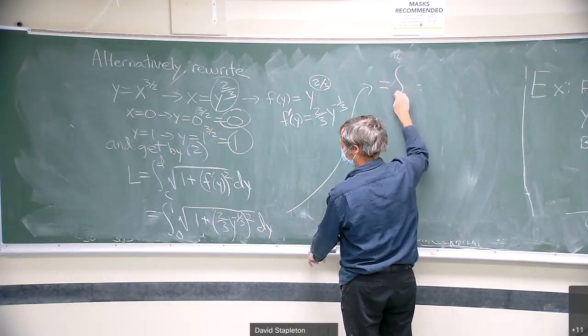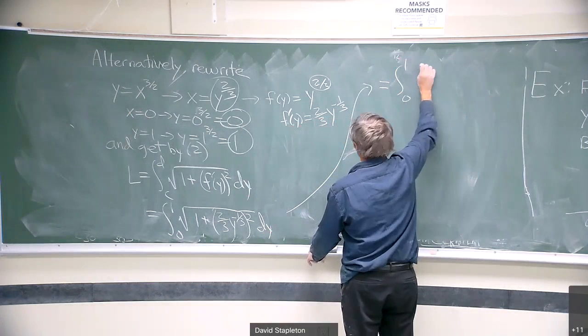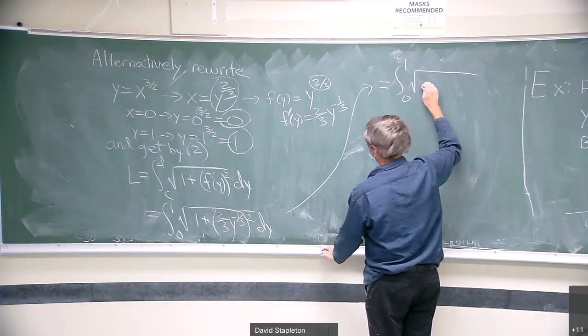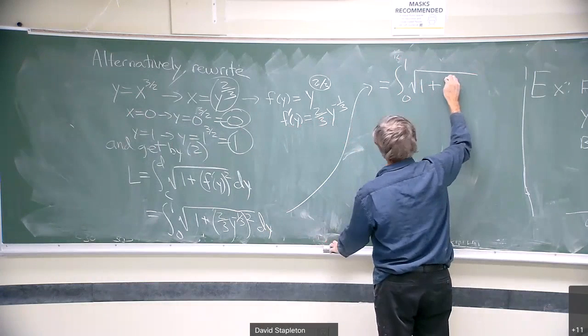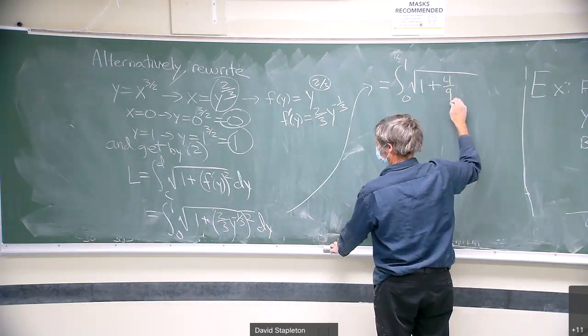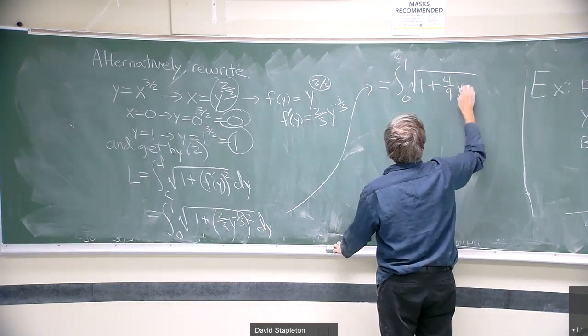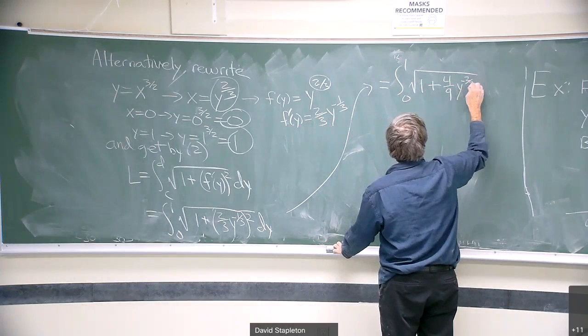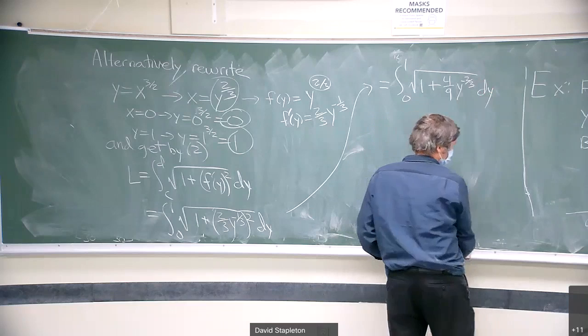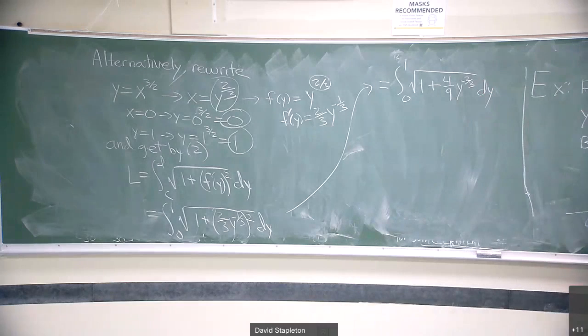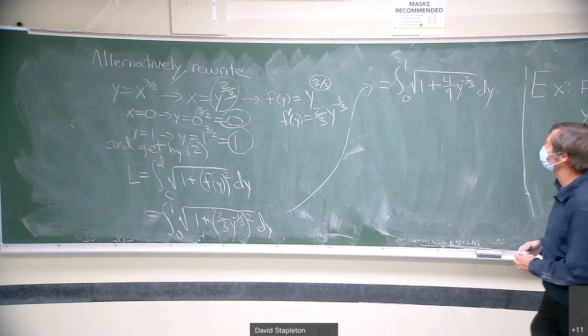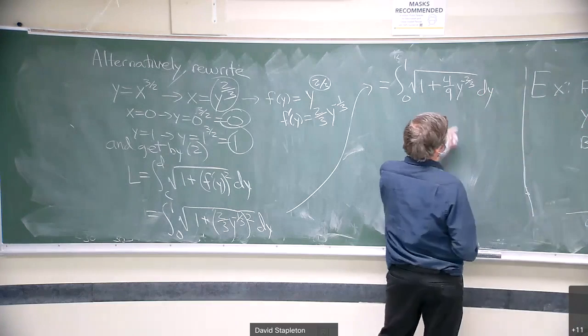This is the integral from 0 to 1 of the square root of 1 plus 2/3 squared, which is 4/9, y to the minus 1/3 squared, which is y to the minus 2/3, dy. There it is. I need to be able to do that one. This one has a little harder trick that I want you to see because this once in a while comes up. Can you think how to do this one?